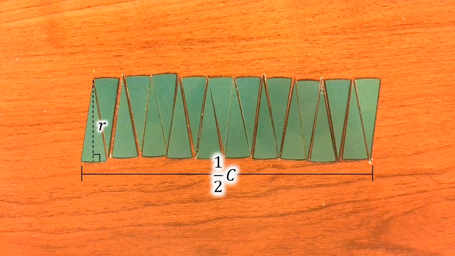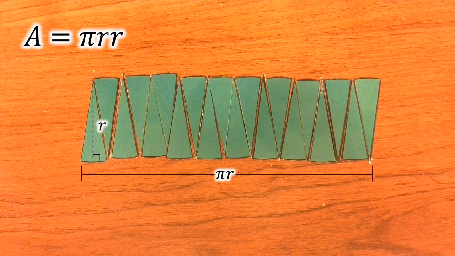Now what is the circumference? It is 2 pi r. So the base would be just simply pi r. And so the area of this parallelogram, and also the area of the original arrangement of the circle, would be pi r times r, or pi r squared.